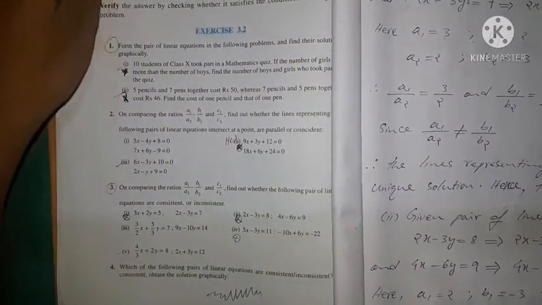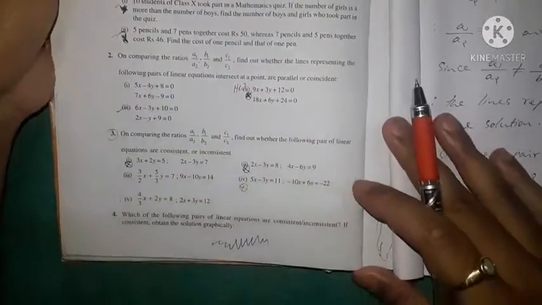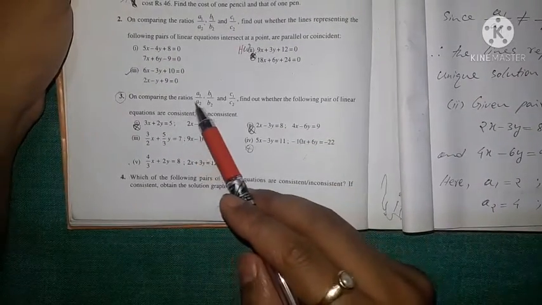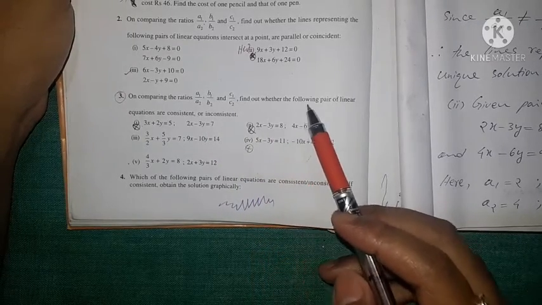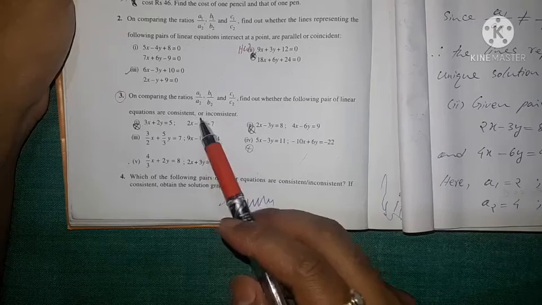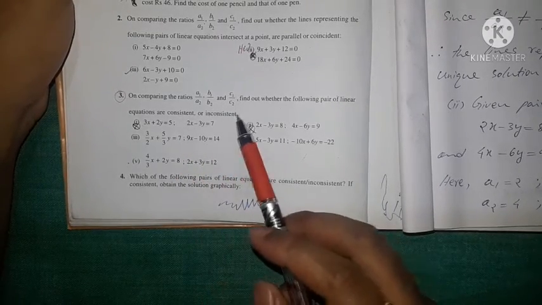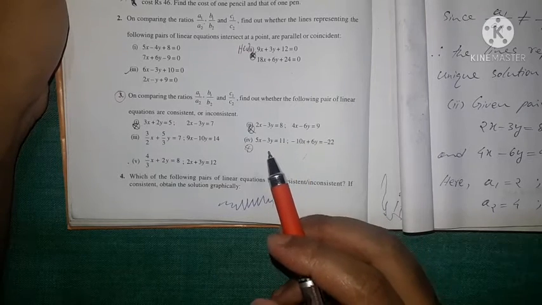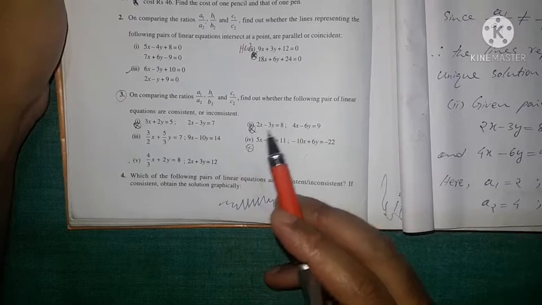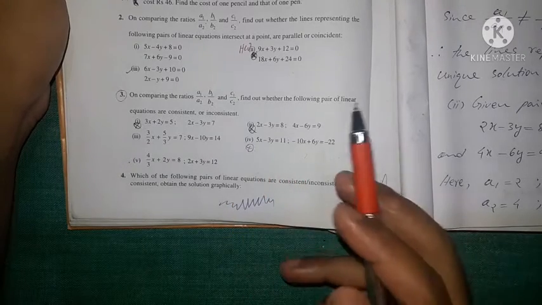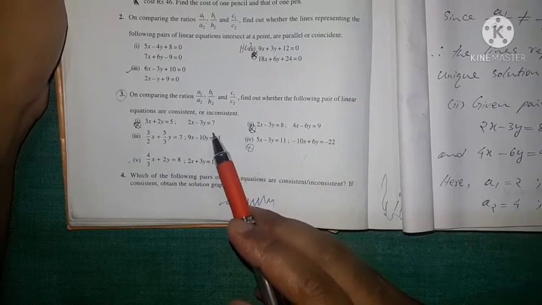Good morning, children. Let's continue exercise 3.2, question number 3. It is given that on comparing the ratios a1 by a2, b1 by b2, c1 by c2, find out whether the following pair of linear equations are consistent or inconsistent. In the first class itself, we told that the given pair of equations will be consistent if they are intersecting or if they are coincident. And on the third condition, if they are parallel, then the system will be inconsistent.